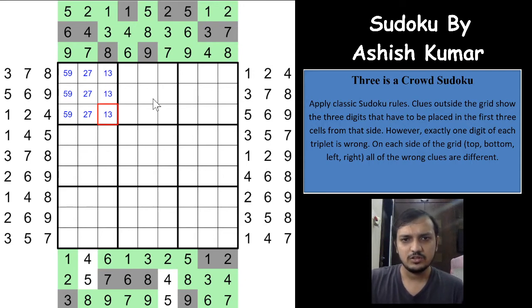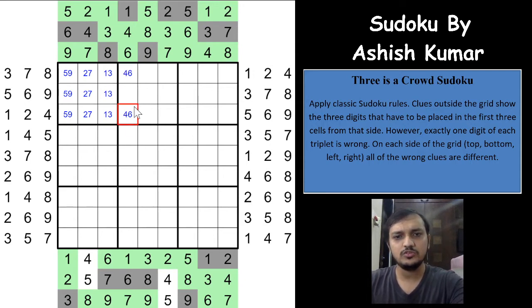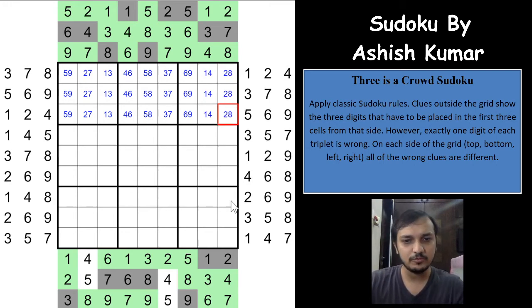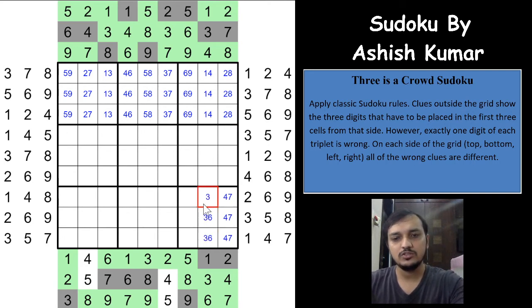Okay, we'll mark all the possibilities now. 4 6, 4 6, 4 6, here it would be 5 8, and here it would be 3 and 7. Marking the possibilities will give you the idea of where the numbers will go in the other boxes, right? So I'll just let you know how that is helpful. 4 7, I would mark 4 7 here, 3 6 and 5 8. Here would be 3 9.